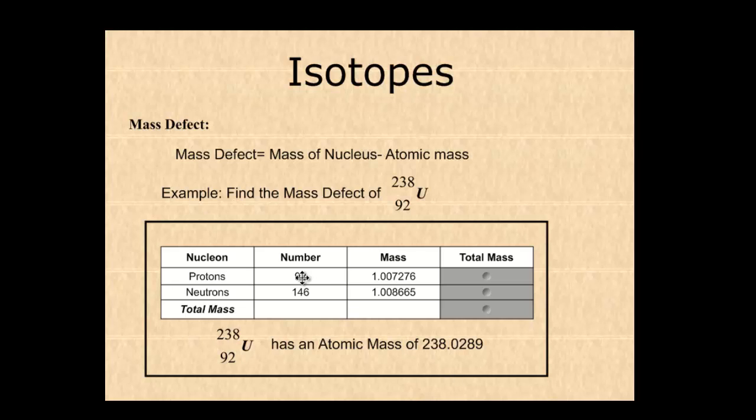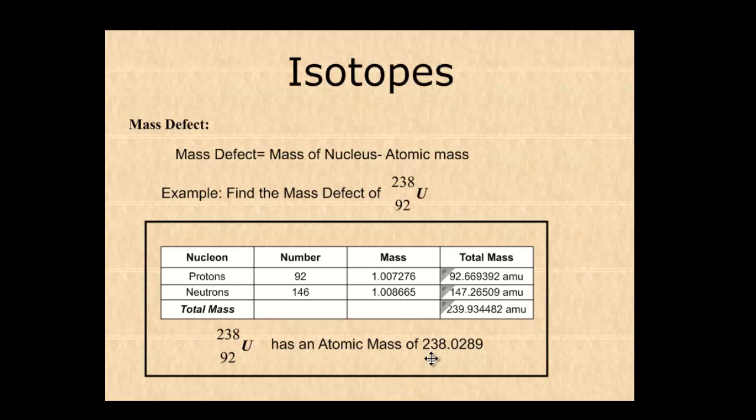1.007276. If I multiply 92 times 1.007276, I get 92.669392 atomic mass units. I do the same thing with neutrons. Since I have 146, I multiply by their mass, which is slightly more than the mass of protons. When we do that calculation, we get 147.26509 AMU. All you have to do is add up these masses, and you get a total mass of 239.934482 atomic mass units. Again, this is the total mass of the protons and neutrons by themselves.